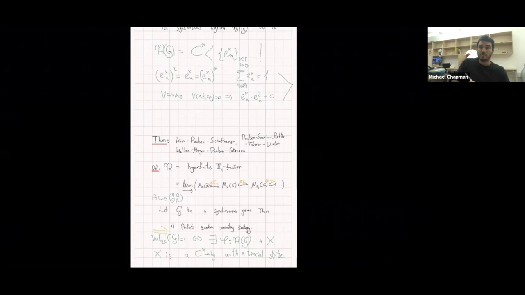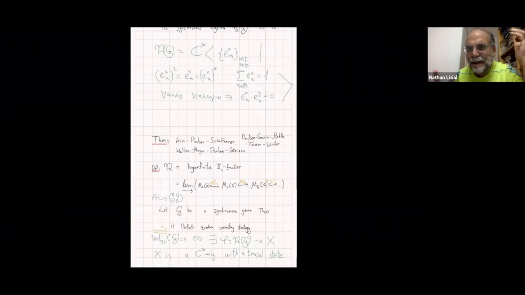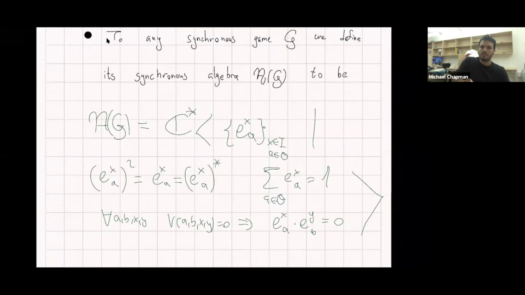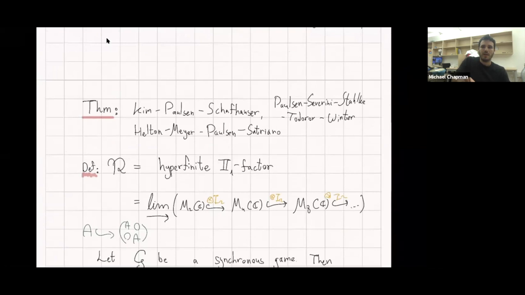I see this in tiny. I mean, it was much bigger before. It's very small. I just wanted you both to see what is the claim. The claim is that if you have quantum commuting value one, then there is such a homomorphism from AG to X with the trivial state. And they also wanted you to see the definition of the algebra. This is why I chose to show it in such a small way. But let me just say it here.